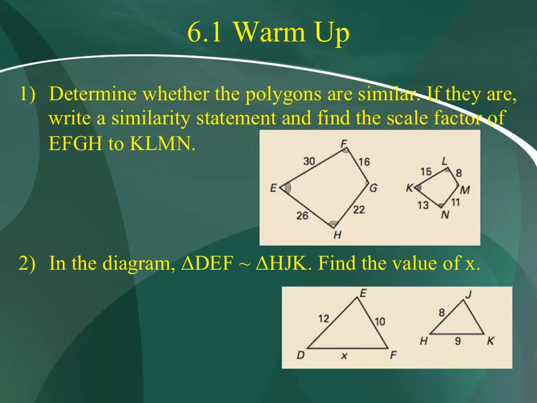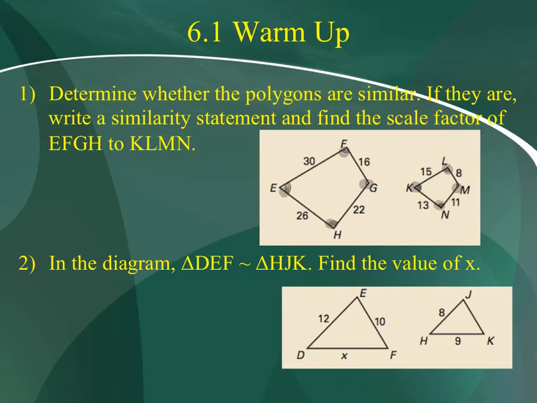So number 1 says to determine whether the polygons are similar. If they are, write a similarity statement and find the scale factor of EFGH to KLMN. The first thing I've got to do is match up. Obviously, the angles are matched, right? Like I've got one arc, 2, 3, 3, 4, and 4. So I know all the angles are already congruent.